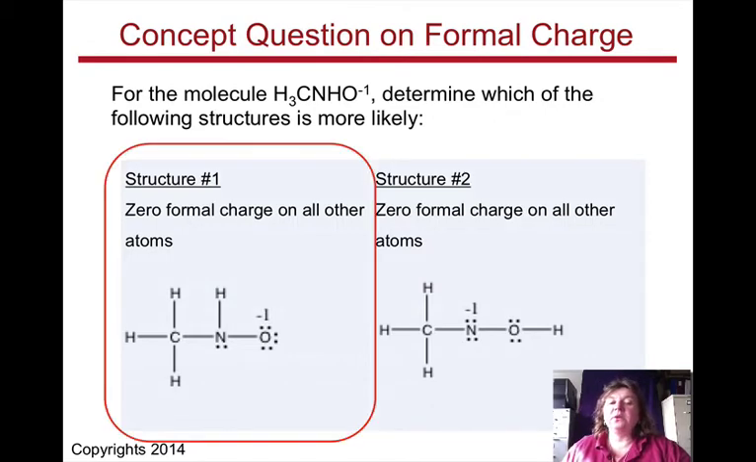The correct answer is oxygen. Oxygen is more electronegative than nitrogen, so you would expect that structure number 1 is more likely than structure number 2. And in fact, you would be correct. Structure number 2 is the most likely structure for this particular molecule.